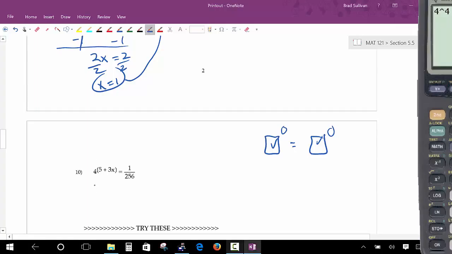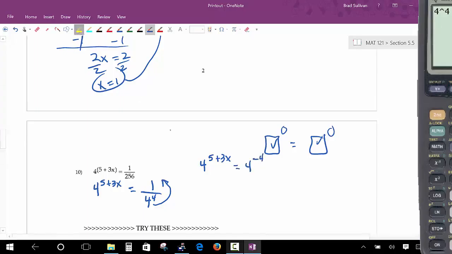So let's start by writing down 4 to the 5 plus 3x equals 1 over 4 to the fourth, like that. Okay. Now, I've got to do something with this 4 to the fourth. What I need to do is bring it to the top so that I have 4 to a power equals 4 to a power. When you bring that 4 to the fourth to the top, what do you get? 4 to the negative 4, right? The exponent changes. So you want to write the next step as 4 to the 5 plus 3x is equal to 4 to the negative fourth, like that.